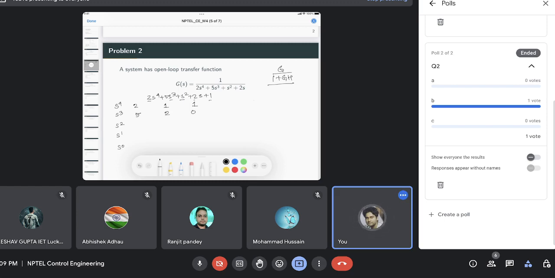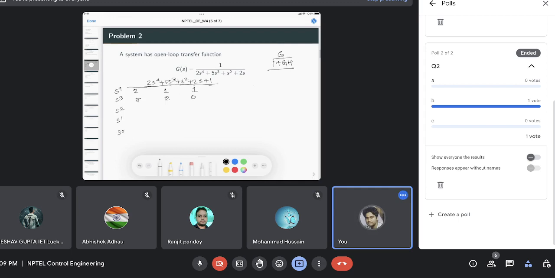Before going further, you first check whether the coefficients are all of the same sign. Here they are of the same sign, and if they are not, then you already know that the system will not be stable, because that is the necessary condition. Okay, so now let's complete this Routh table.